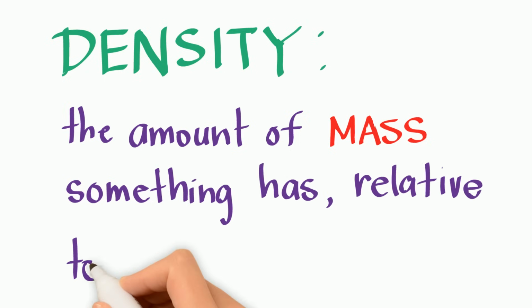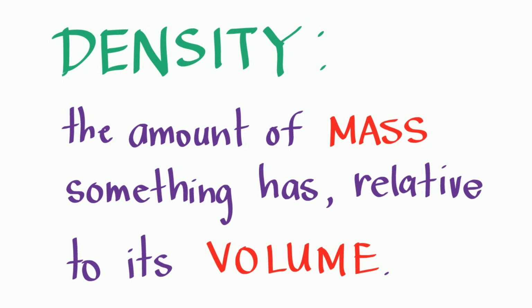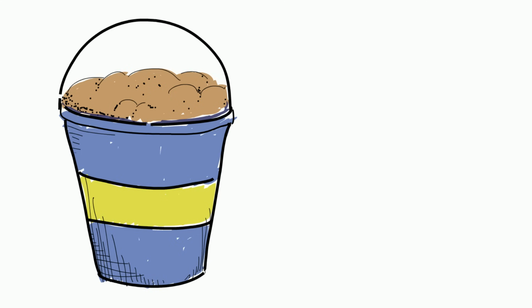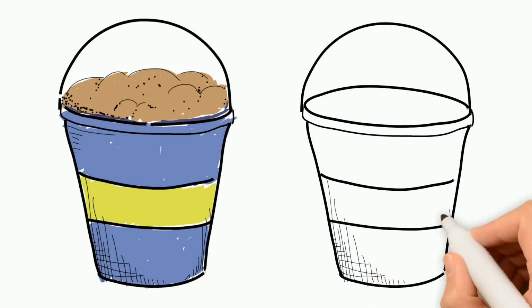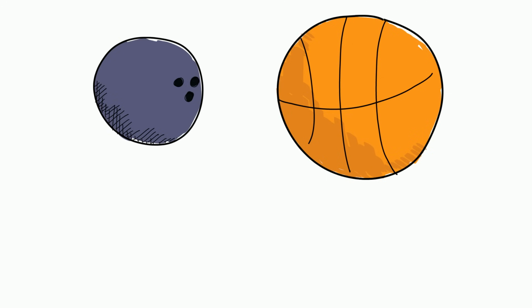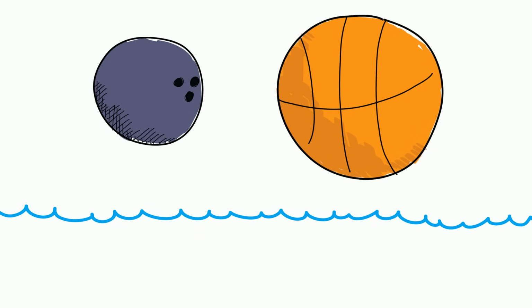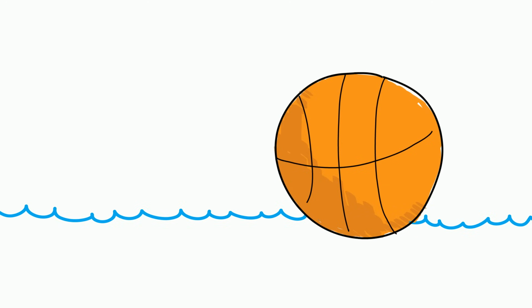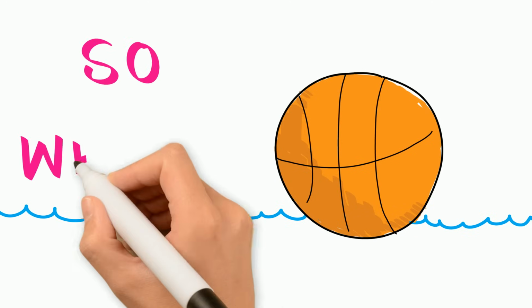Density is the amount of stuff or mass something has inside of it, compared to its volume or size. For example, if we look at this bucket full of sand, we would say that it's more dense than this identical empty bucket, because the bucket full of sand has more stuff. It's got more mass. Another example is this bowling ball. It has more mass than a basketball because a basketball is full of air, but a bowling ball is full of stuff. So even though the bowling ball is smaller, it's more dense than the basketball. So what does this have to do with buoyancy?